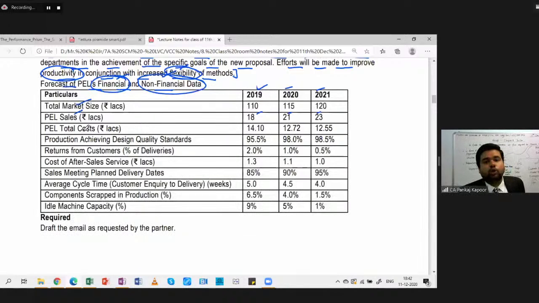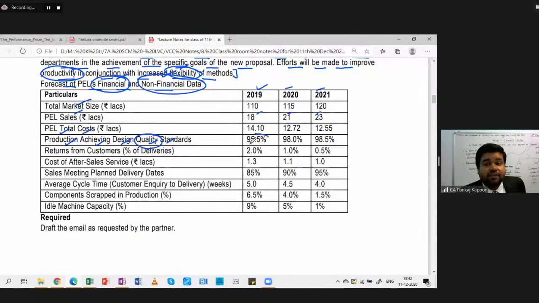Further, the total cost is given to you. If you reduce the cost from the sales, you can compute the margin. Hence, you can also compute the gross profit ratio or gross margin ratio or the margin ratio. Further, the production achieving design and quality standard. It means quality related data is given to you.